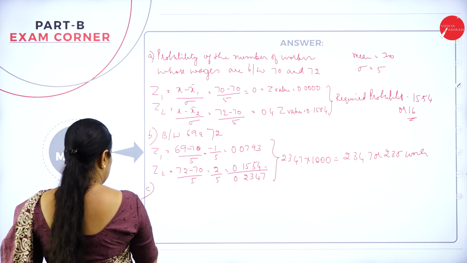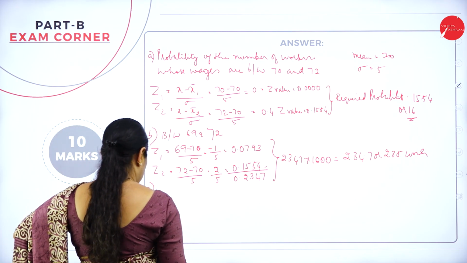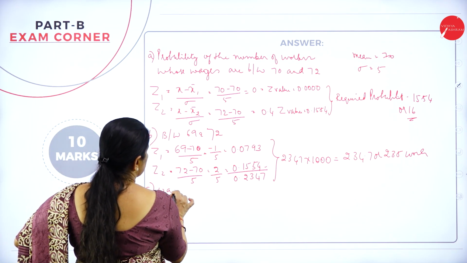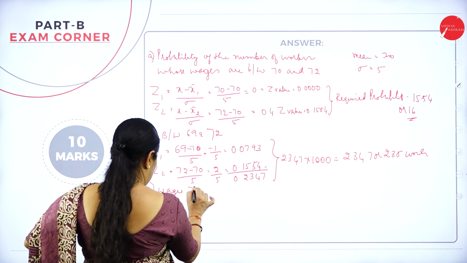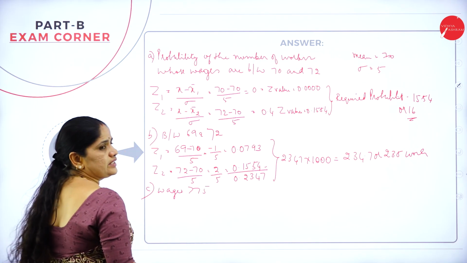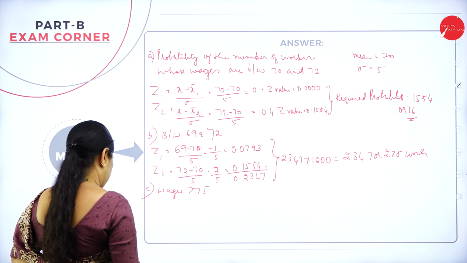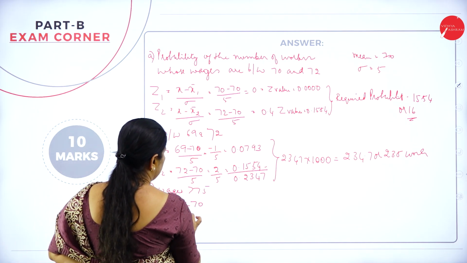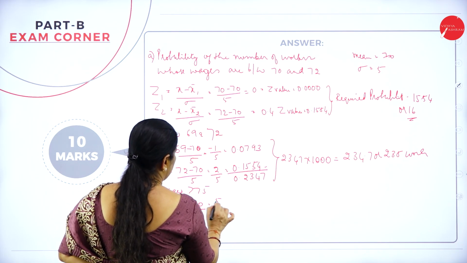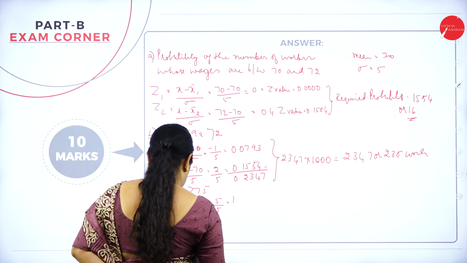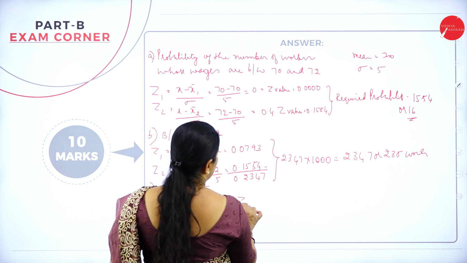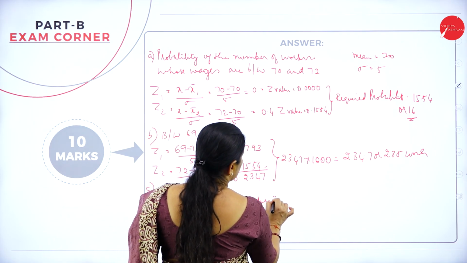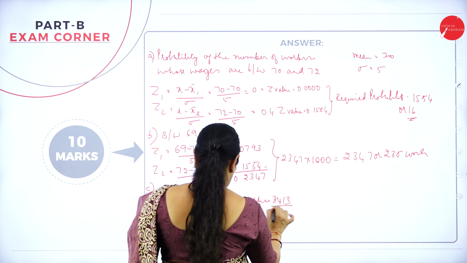Now in the third instance, where wages are more than 75. So when the wages are more than 75, the Z value will be equal to 75 minus 70 divided by 5. That is 5 by 5, that is 1. So the Z value will be equal to 0.3413.